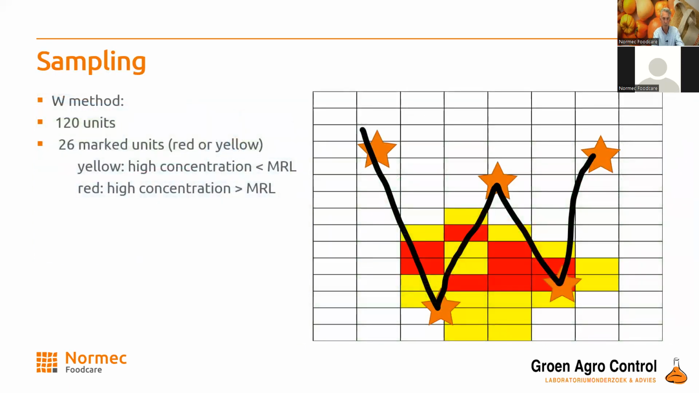How do we have to take a sample? If you make some units of the whole field, you can take what we call the W method. In this proposal, we have 120 units, marked red or yellow. Yellow is a high concentration, but lower than the MRL, and red is a high concentration, higher than the MRL. In this case, you see we have 3 points without higher concentrations, 1 place in yellow and 1 place in red. So in this case, the average of the sample should be okay. Otherwise, if you have units in storage, you can also take a lot of the total of each packing unit.